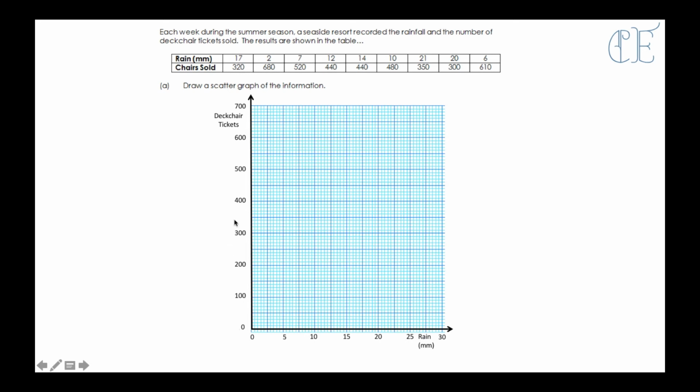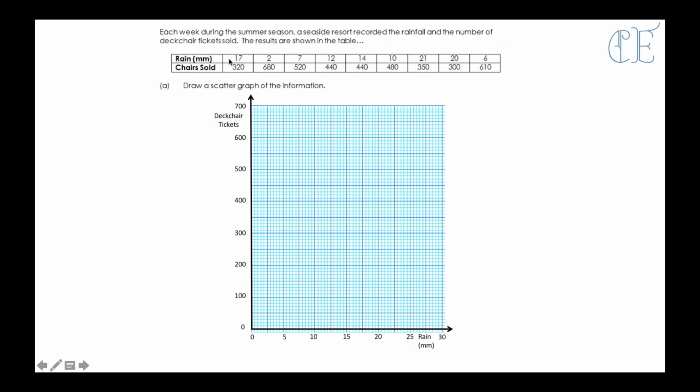Trying to think of the word, I used it earlier. It's gone up in nice, easy units of 100. Sorry, I don't know why I couldn't remember that word. And then across the bottom we can see that the rainfall is actually a lot smaller numbers because they're measured in millimetres. So it's gone up in an axis using units of 5. So 5, 10, 15, 20, etc. And it says rain in millimetres. This one says deck chair tickets.